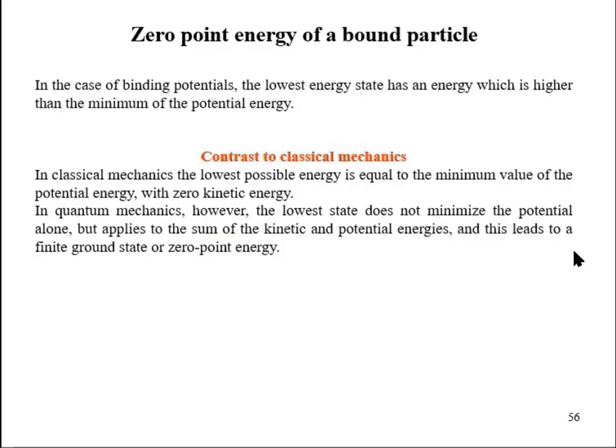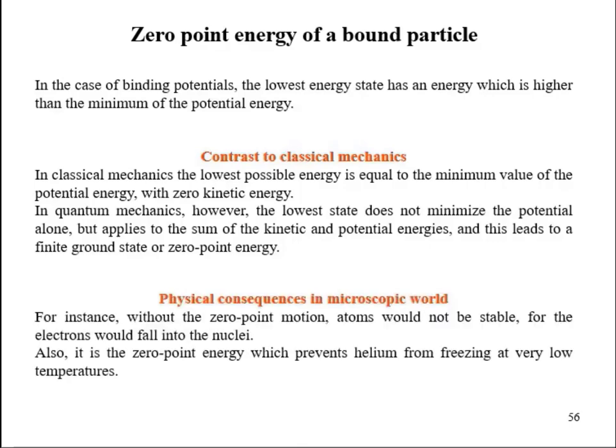The case of bound states where potential is zero leads to a finite ground state energy, or the zero point energy. Without zero point motion, an atom would not be stable, for the electrons would fall into the nuclei. Also, it is zero point energy which prevents helium from freezing at very low temperatures.